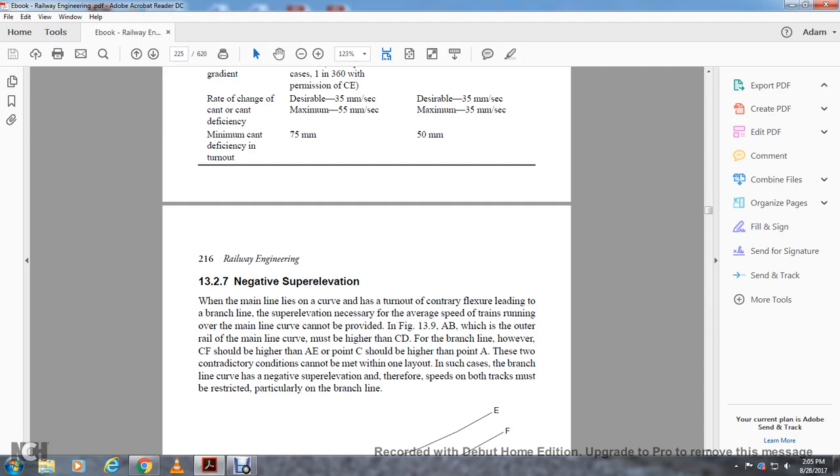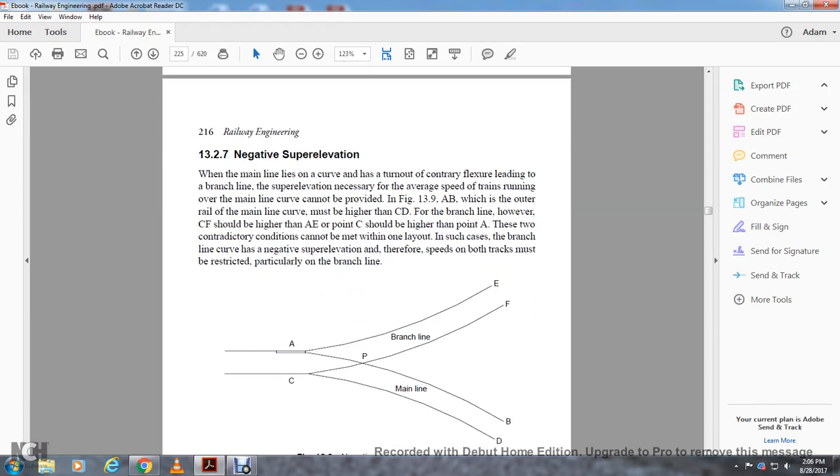must be higher than CD of the branch line. However, CF should be higher than AE, so point C should be higher than point A. Those two contradictory conditions cannot be met in one layout. We must provide the branch line curve with negative superelevation. Therefore, speeds on both tracks must be restricted, particularly on the branch line.